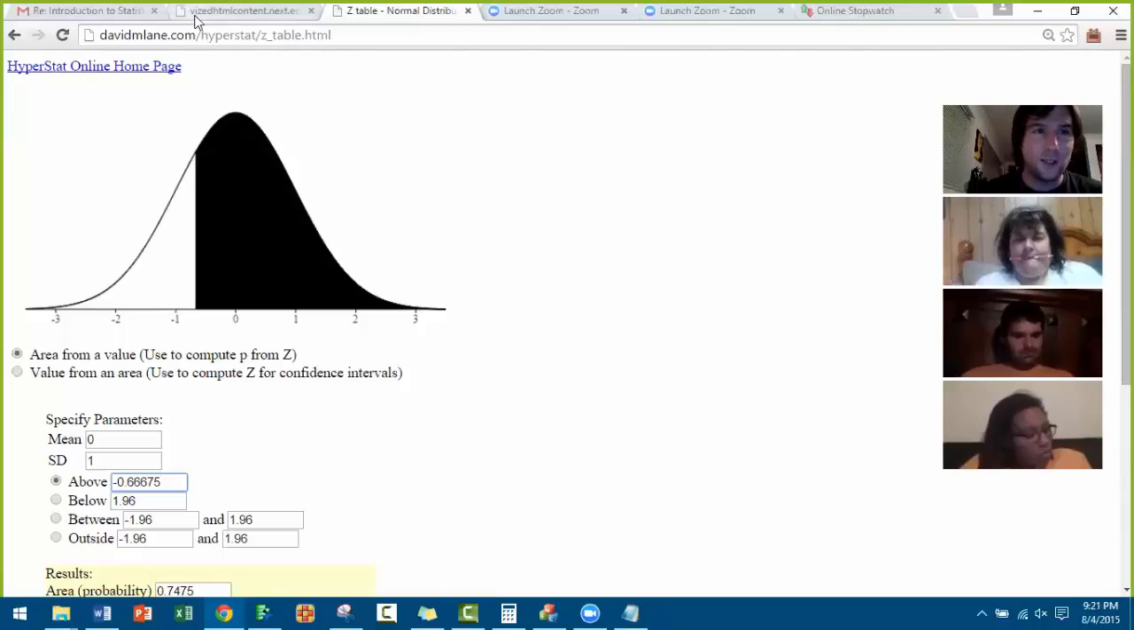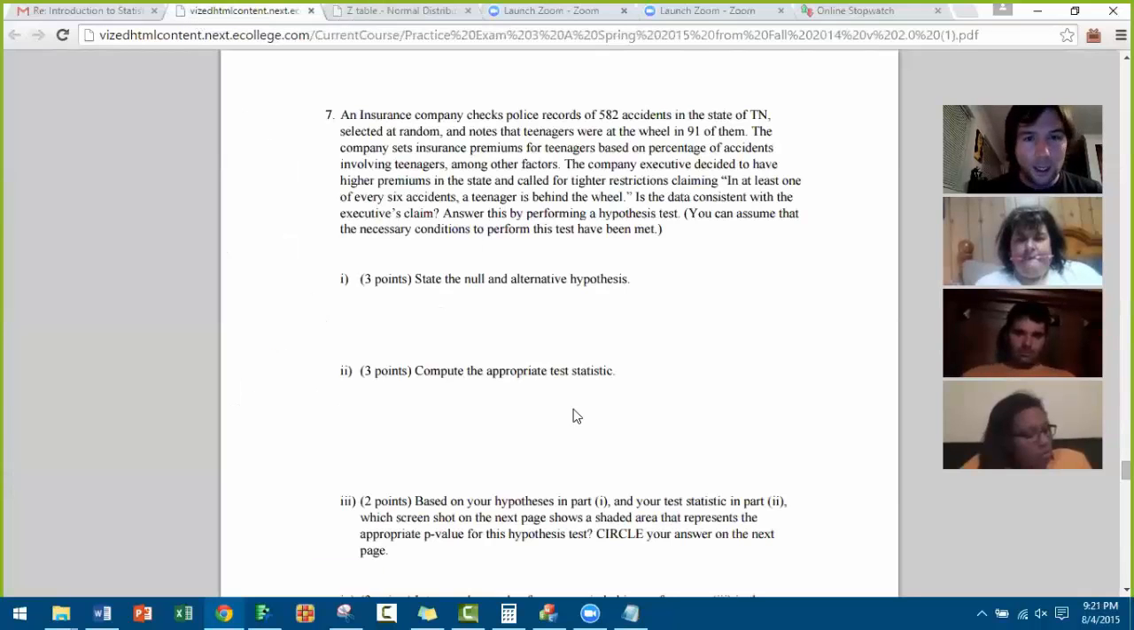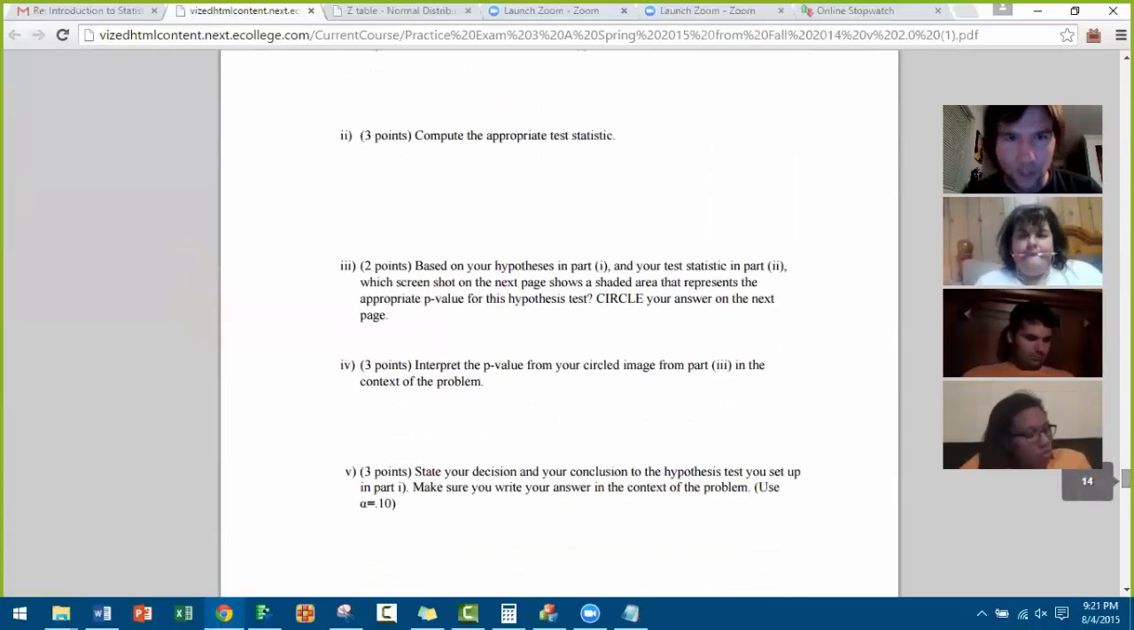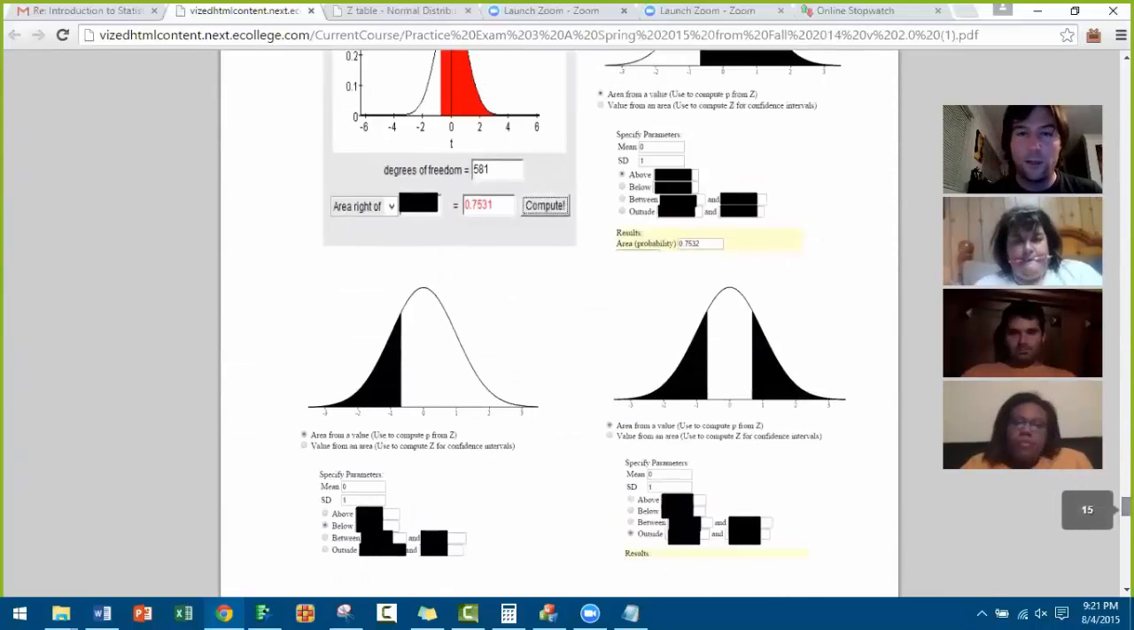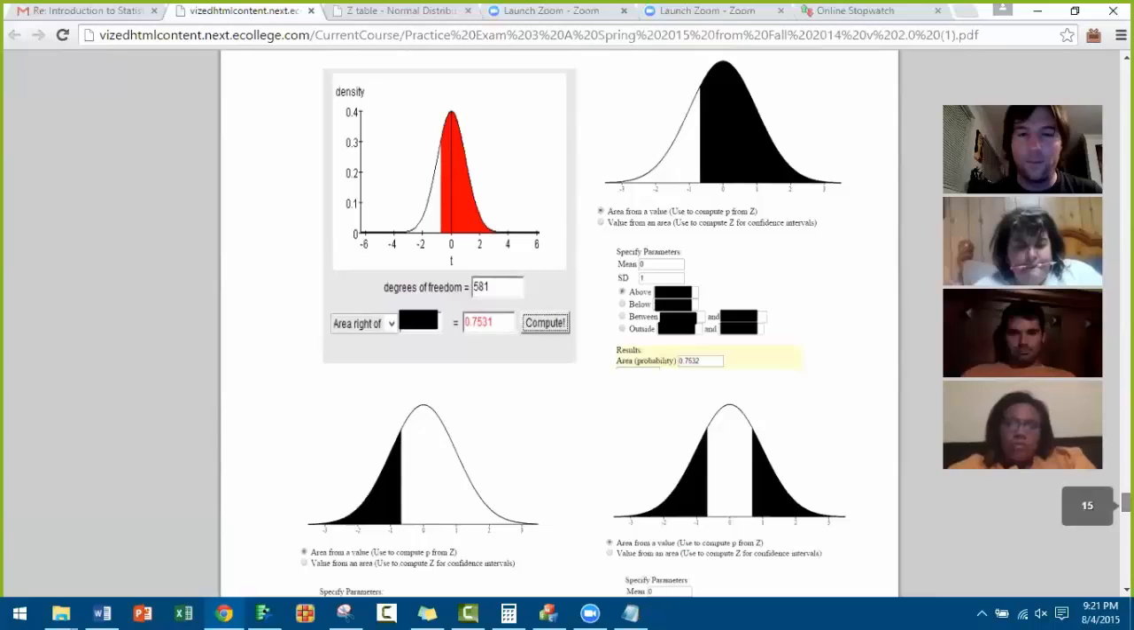So drawing this out, nice and easy. Based on your hypothesis test, which screenshot on the next page shows the p-value? And here's the thing, I can't say this enough. You should draw these before even looking at them. This is the way I do my problems when I solve them. I don't even look at the answers because I already know what I should look for. The answer I should look for is really only this one right here.